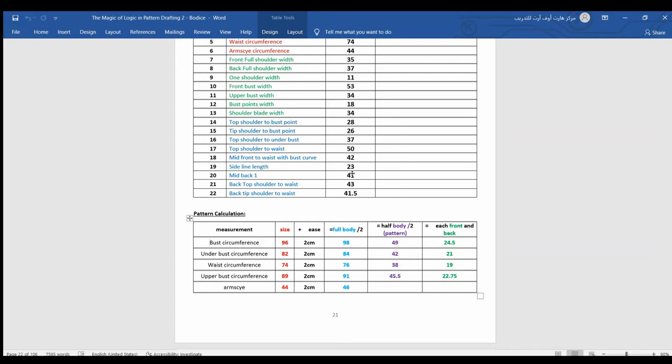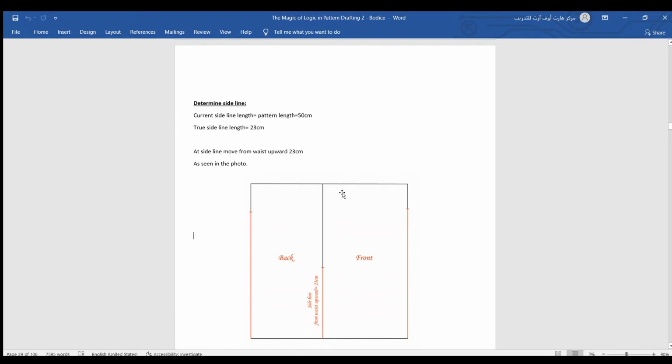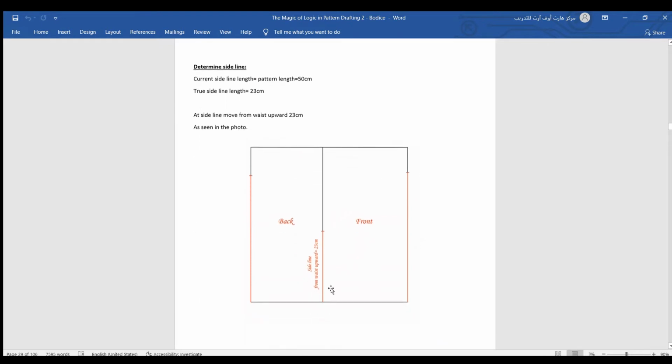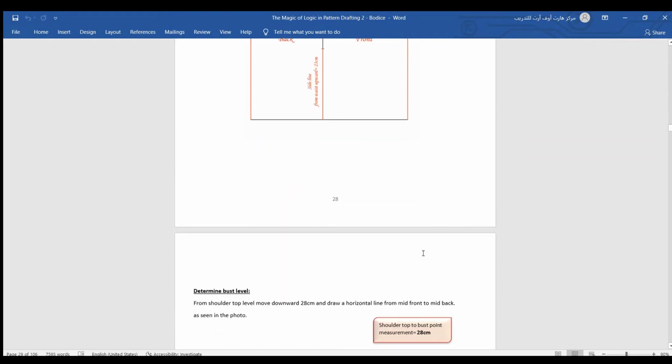So what we have right now is 50 centimeters, but the true one should measure 23 centimeters. Since, as I told you, we take it from the armpit, or the lower edge of the arm sky, to the waist level, and since we know the waist level, we'll go from the waist level up 23 centimeters and place a mark. So this is our true sideline length.